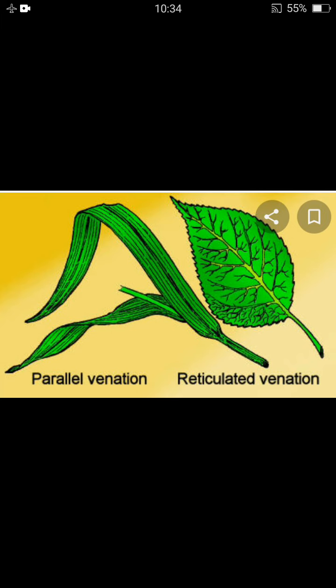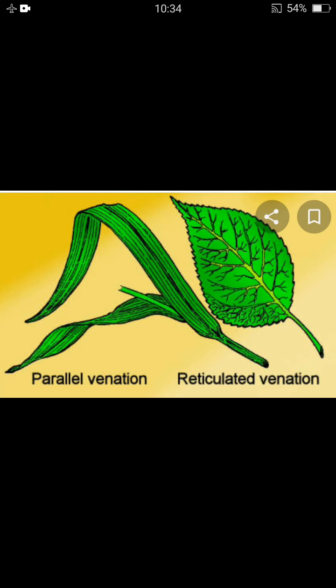The arrangement of veins and veinlets in the lamina of a leaf is termed as venation. This is a one mark question. I repeat once again: the arrangement of veins and veinlets in the leaf lamina is termed as venation.